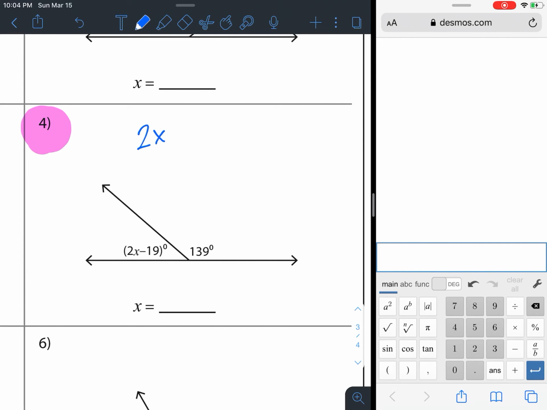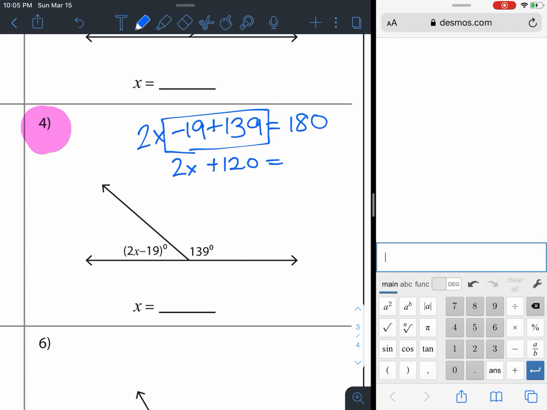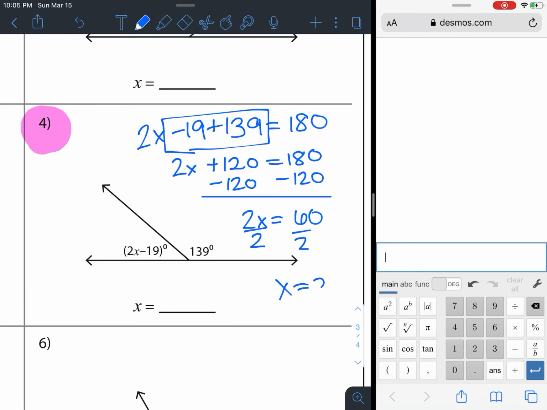Number 4, 2x minus 19 plus 139 equals 180. Positive 139, negative 19 gives us positive 120. The 2x and 180 come down. Minus 120, minus 120. 2x equals 60. So then x is 30.